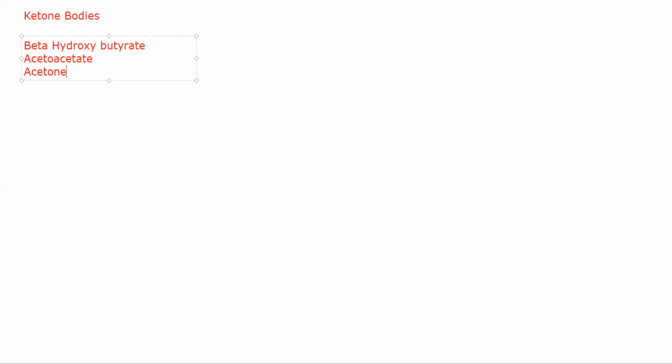Generally what happens is whenever someone is fasting, someone who has not eaten in a long time, or someone who is on a carbohydrate restrictive diet, specifically something like a keto diet, or if someone is undergoing starvation, or who has undergone prolonged intense exercise for a long period of time, or alcoholism, or untreated diabetes mellitus.